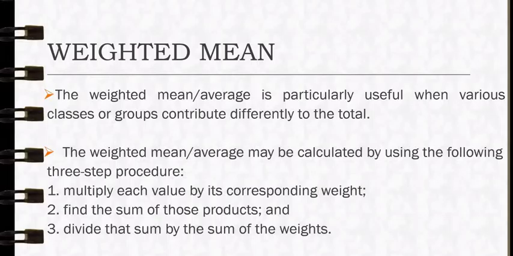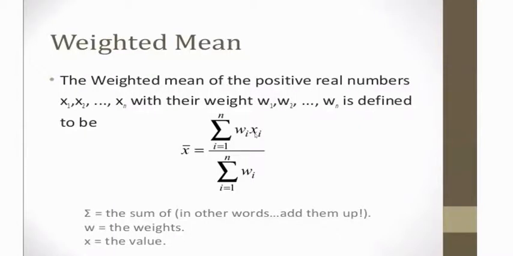The weighted mean is particularly useful when various classes or groups contribute differently to the total. We use this when the percentages, or what you call the weights, of the values are not the same. So what's the formula for the weighted mean? Let us say x bar sub w. Now we use a subscript w.